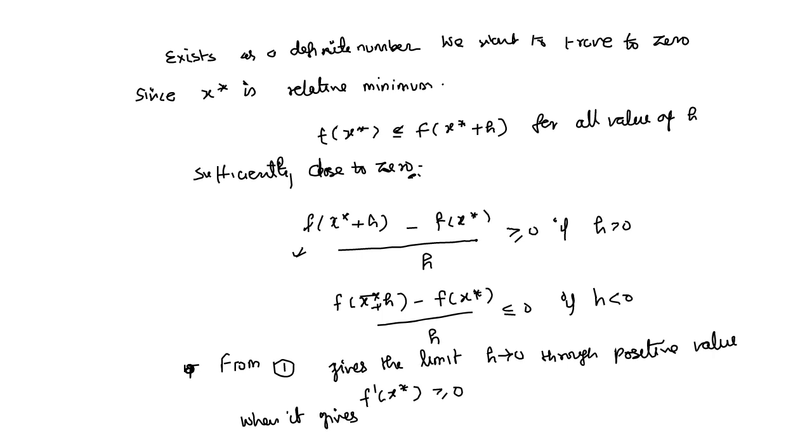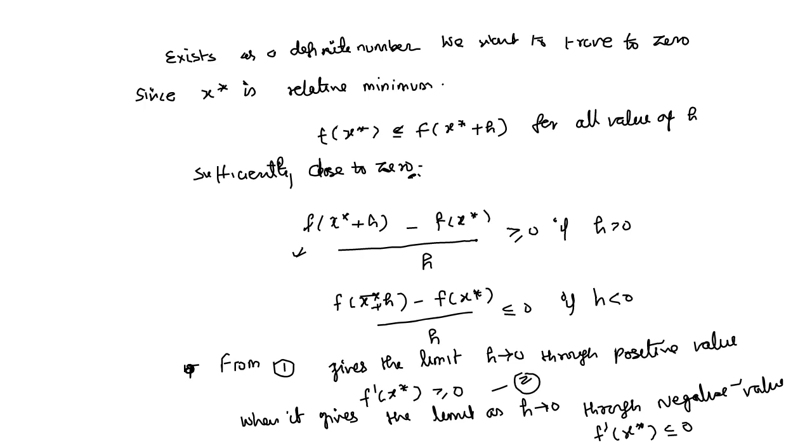when it gives the limit as h tends to 0 through negative values, this means the LHS part f dash x star is less than or equal to 0. So this is equation number 2. We can give equation number 2 here. Then this is equation number 3.